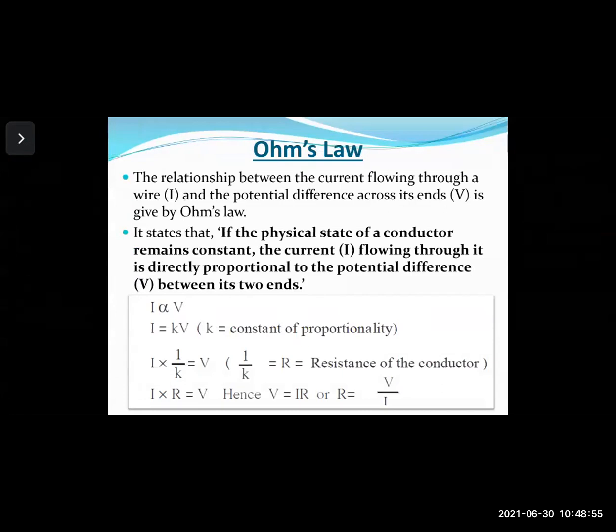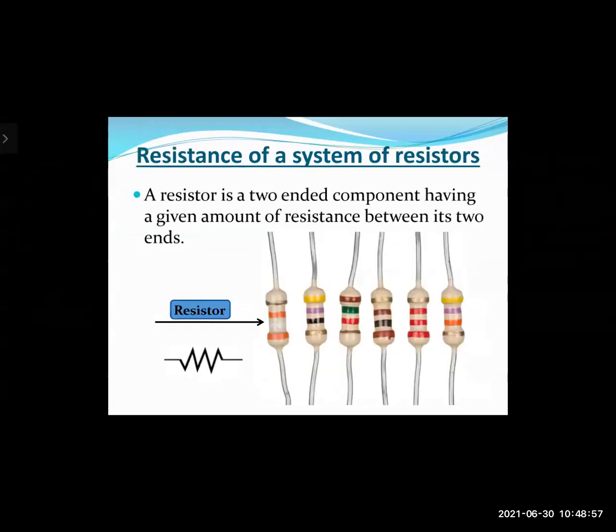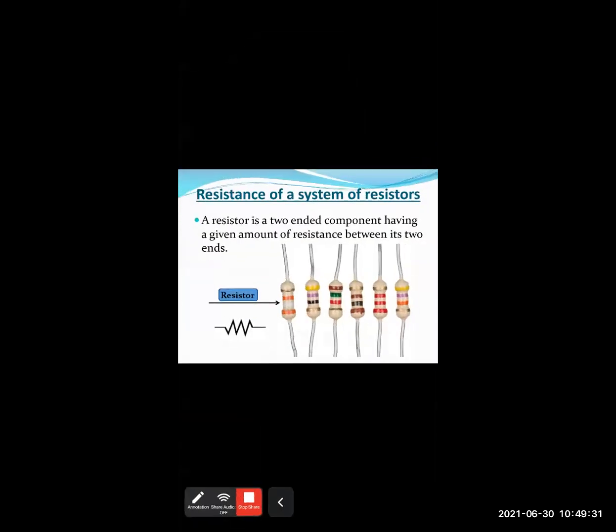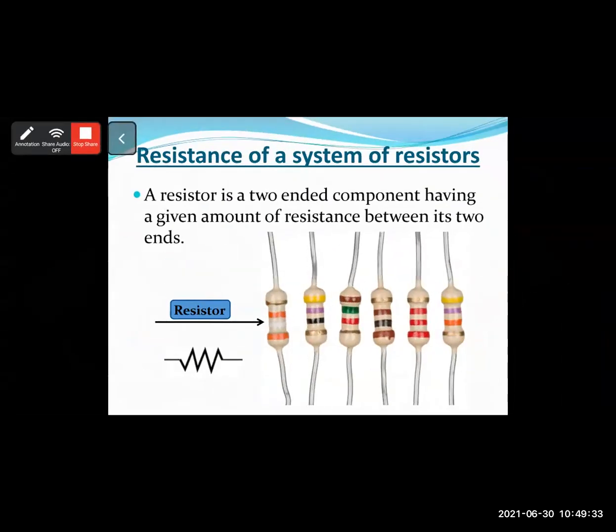Before we begin the concept of Ohm's law, we will briefly discuss what resistors are. A resistor is a two-ended component having a given amount of resistance between its two ends. What is resistance? Resistance means an obstruction to the flow of electricity. When electricity is flowing in a circuit and you connect a resistor in the circuit, what will happen? The resistor will obstruct the flow of electricity. मतलब resistor क्या करेगा? Electricity flow को कम करेगा.